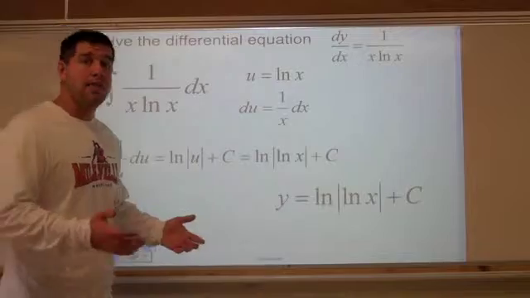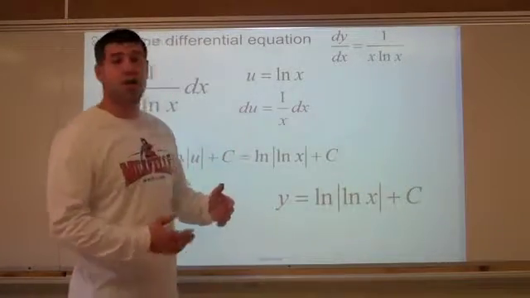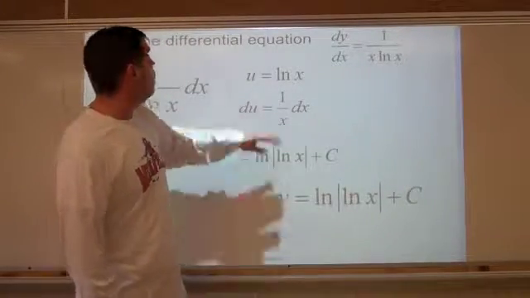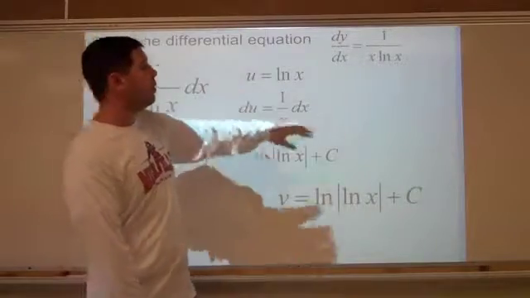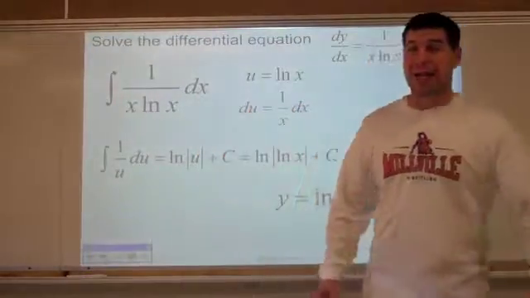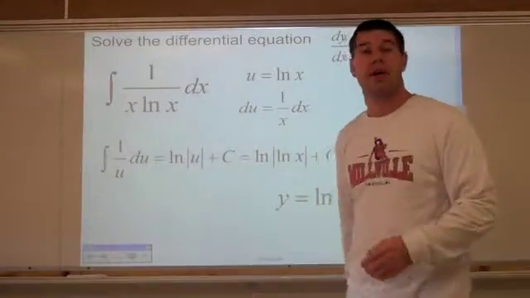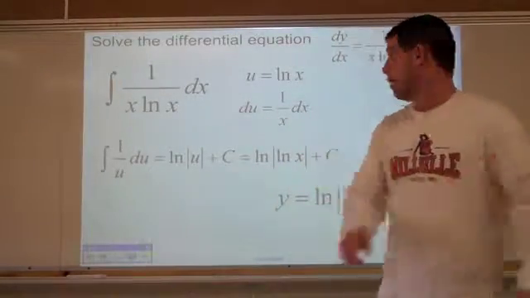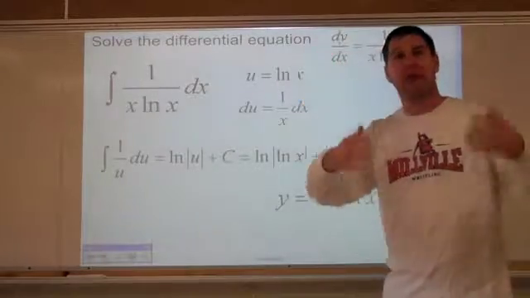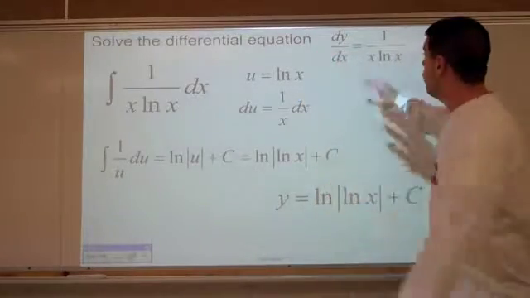Okay, here's something else. There's another different type of instructions. Same idea though. Solve the differential equation. dy/dx equals 1 over x ln of x. When I want you to solve the differential equation, I want you to find the original equation. y equals something. dy/dx equals so, and I anti-derive, find y equals your original equation.